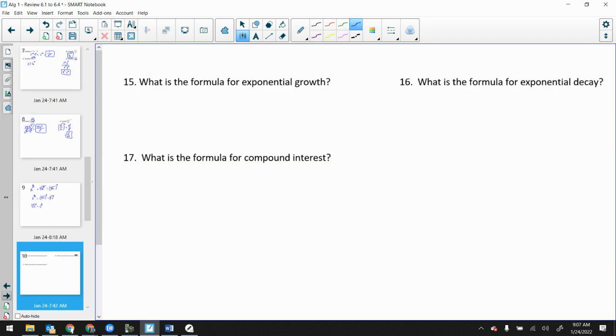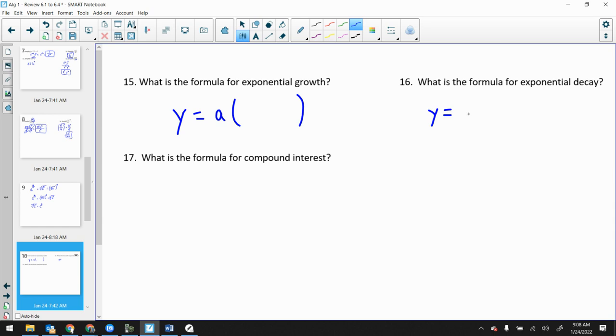Let's talk about exponential growth and exponential decay. Okay, that was the end of section 6.1 and 6.2. This is where we pick up with 6.3 and 6.4. Now, remember that exponential growth and exponential decay are very similar formulas. And I will not be providing you with either of these on the quiz tomorrow. You have to know these.